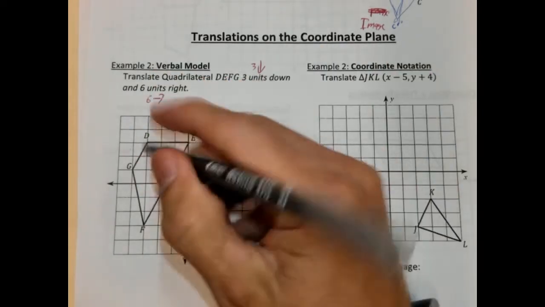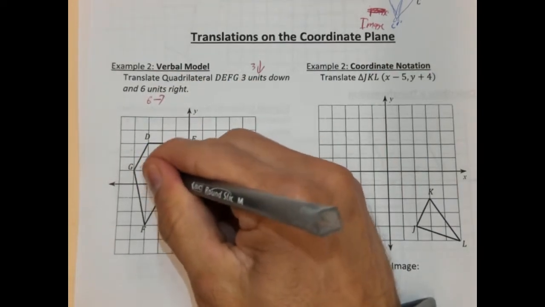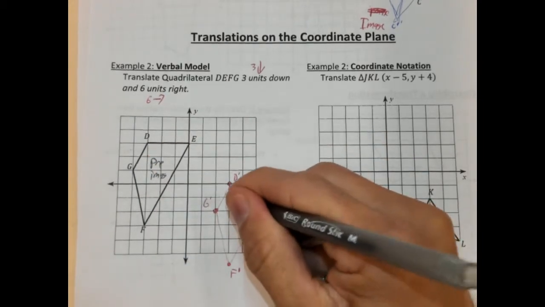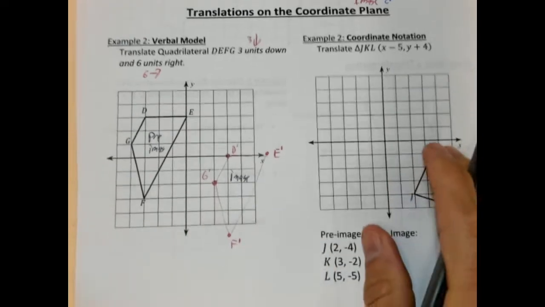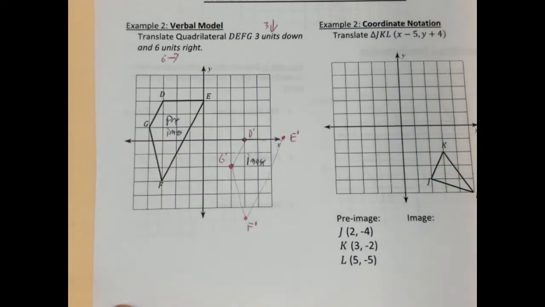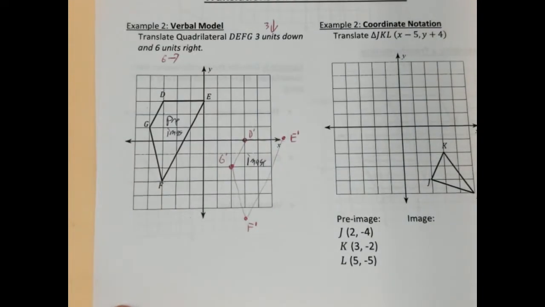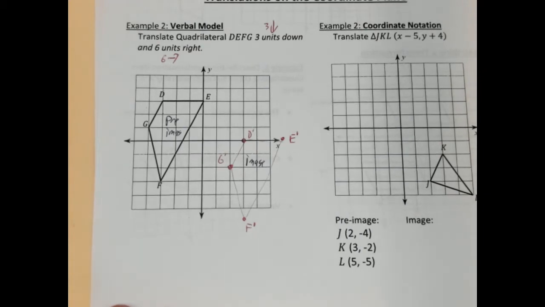So we're going to label this as our pre-image, and this is our image. Okay? So we went down and to the right. Now, if we were to write this with coordinates, let's go ahead and do that. Let's actually label our coordinates here. So let's look at our coordinates.